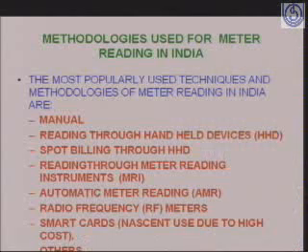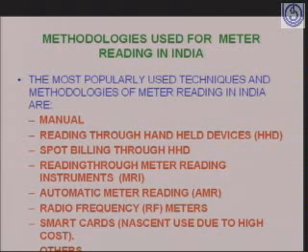Now, the next step at the consumer end is the meter. Again, there are so many methodologies and techniques available for taking the meter reading. Manual reading is still continuing at 80% of the places. Reading through a handheld device is continuing at around 25% of the places. Then spot billing through a handheld device, reading through the MRI, meter reading instrument, automatic meter reading, radio frequency meters, and smart cards. The last is in very minimal use because of the cost. Anyhow, I am not going to discuss this topic, but basically this is another area of information which has to be in the database regarding the consumer, its meters, its readings and the payments.